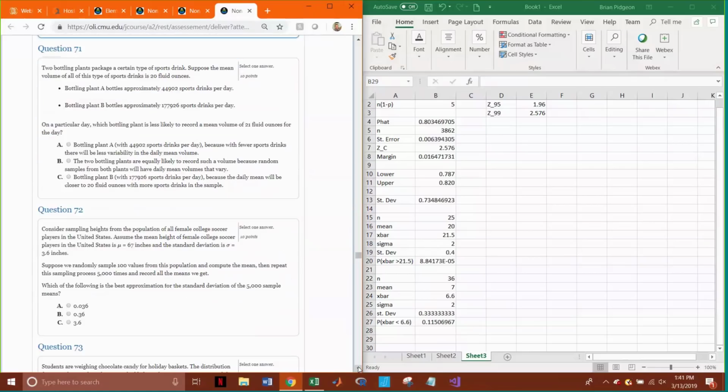Two bottling plants package a certain type of sports drink. Suppose the mean volume for bottling plant A approximates 44,902 sports drinks per day. Bottling plant B approximates 177,926. On a particular day, which bottling plant is less likely to record a mean volume of 21 fluid ounces for that particular day? Which means, which distribution is more likely to be closer to 20? Well, definitely bottling plant B because it has a significantly larger sample size.